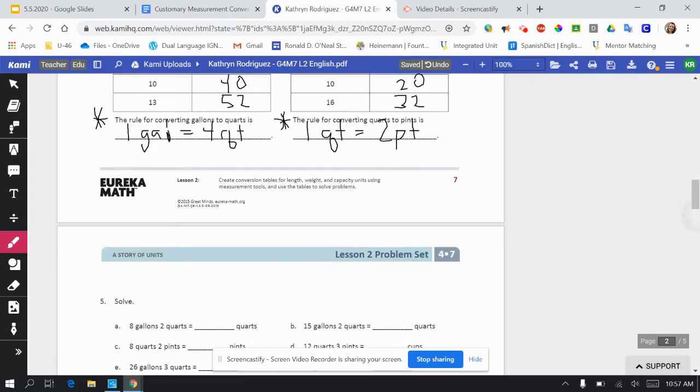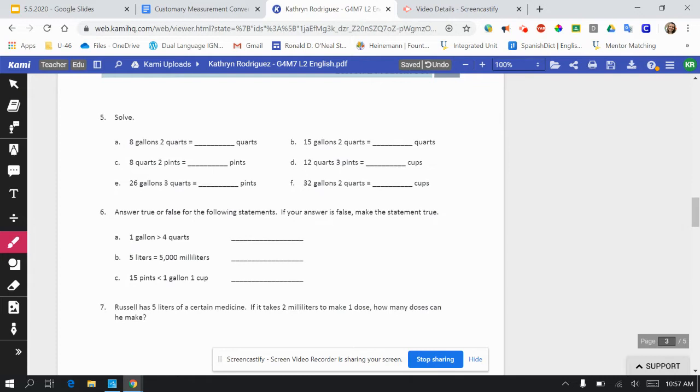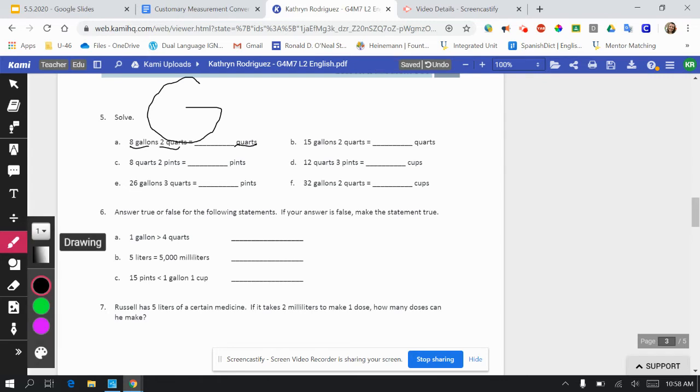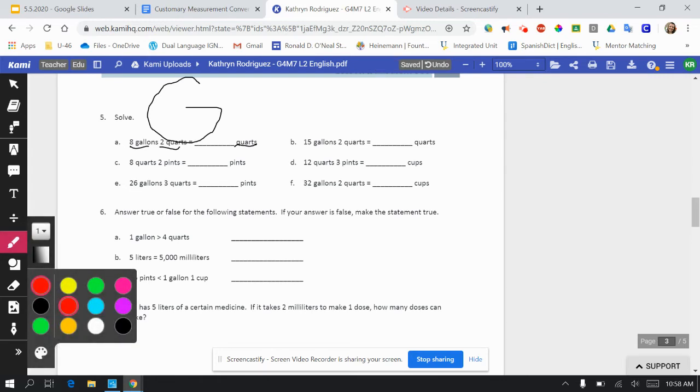All right, on to the second page. This is where your conversion chart will come in very handy because we are taking 2 pieces and converting them all into just one kind. So what I would do personally, I would draw the gallon man. I'm going to change my colors every time. Let's go with red. 1 gallon has 4 quarts. I'm going to draw 4 quarts inside of that gallon.